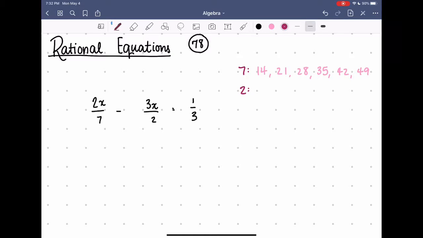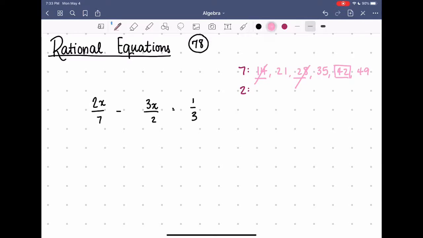And I know that anything that's a multiple of 2 is an even number. So let me go through these multiples of 7 and only underline the even numbers. So I've got 14, 28, and 42. And then let's see if any of those that I underlined are also multiples of 3. So 14 is not, 28 is not, but 42 is. And a way to know if it's a multiple of 3, I can just add up those numbers. So 4 plus 2 is 6, and 6 is a multiple of 3. So I know that 42 is a multiple of 3, and 3 times 14 is 42. So 42 would be my least common multiple.